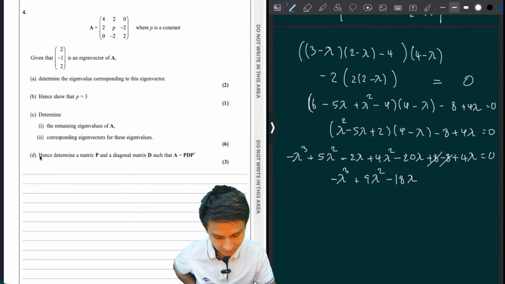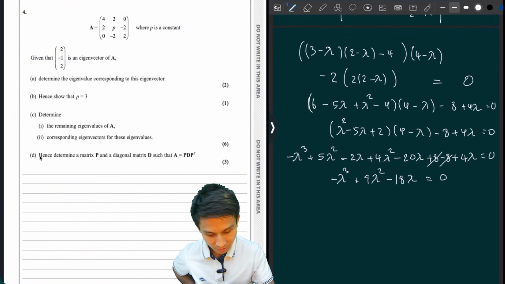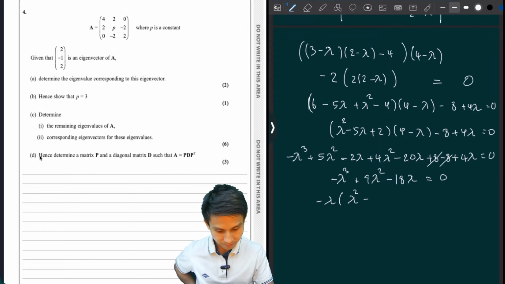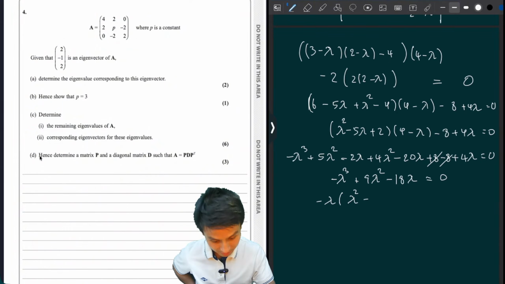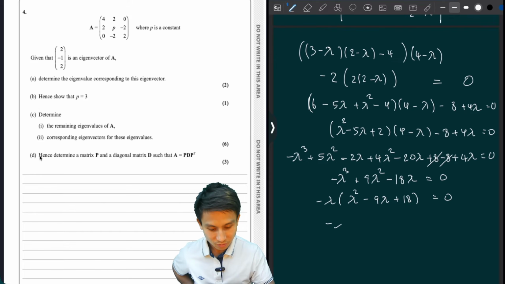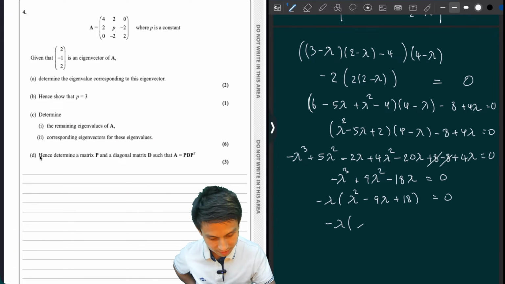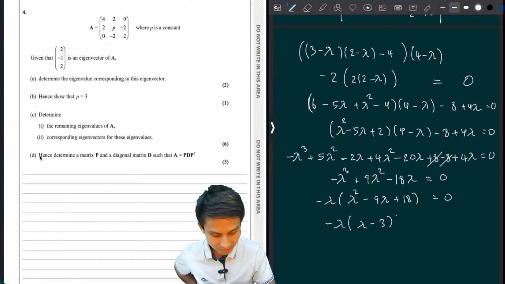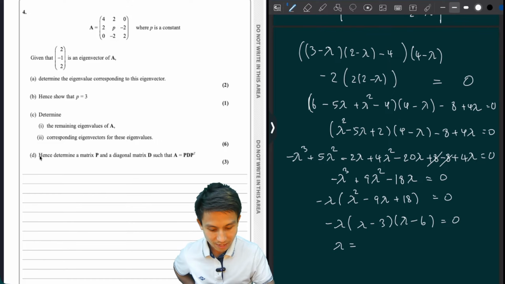And that's simple because then we know that we can take 1 minus lambda out, and then the rest will be lambda squared, and then minus 9 lambda here, and plus 18 equals 0. So we know that if we factorize that, we get, what's that, 9 and 2? No, 3 and 6, and minus 6, like that. Nice, because we know that lambda equals 0, 3, and 6.